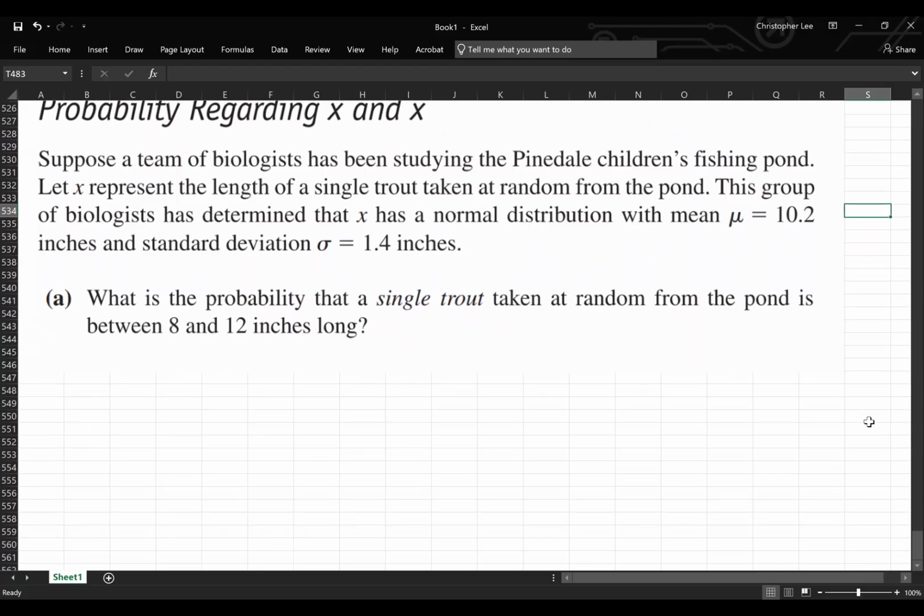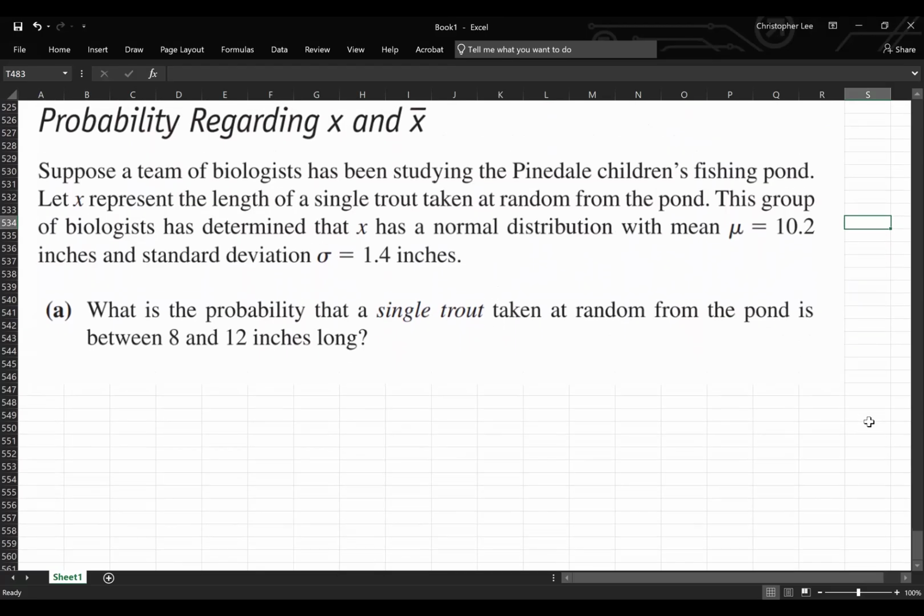Suppose a team of biologists has been studying, I believe it's Pinedale, children's fishing pond. Let X represent the length of a single trout taken at random from the pond. This group of biologists has determined that X has a normal distribution with mean mu equal to 10.2.